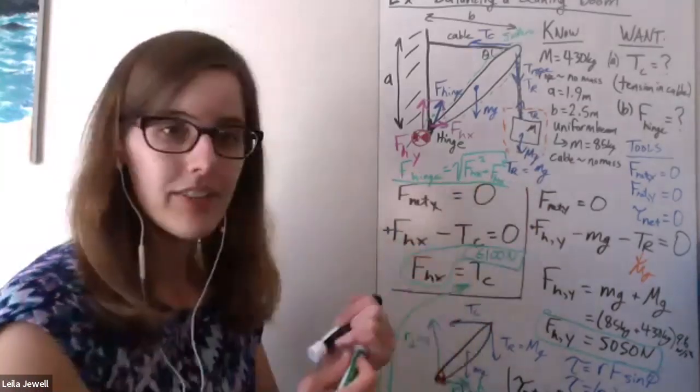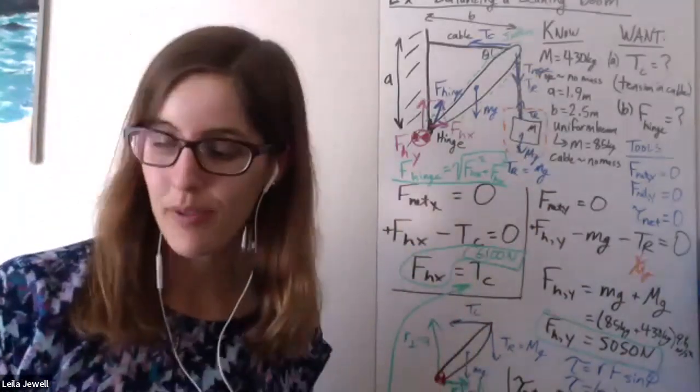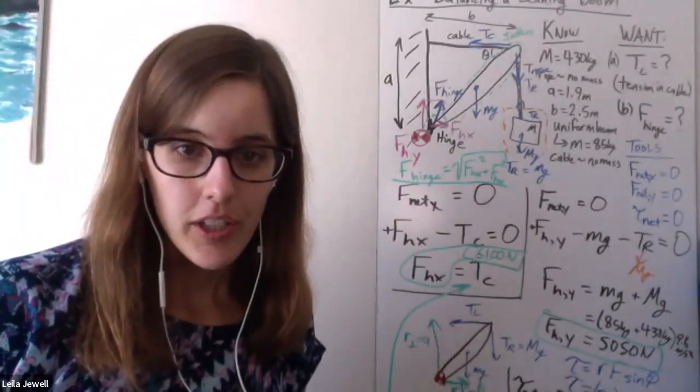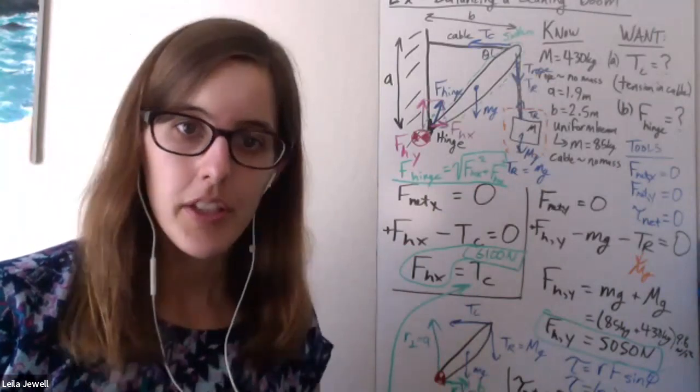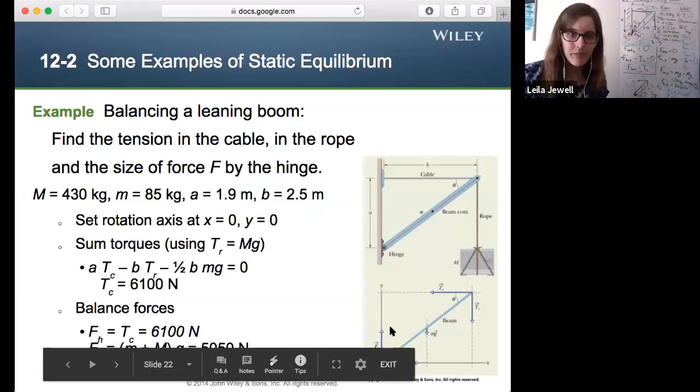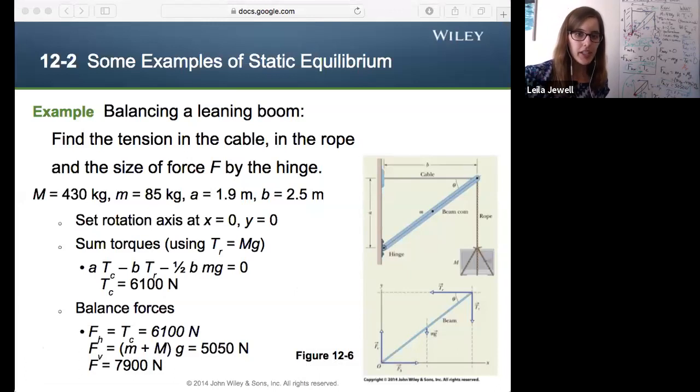But there we have it. That is our final step. And I'll go ahead and go back to sharing the main screen so we can see the nice, neat summary of the end results. All right, so here we have it, that when we indeed do set the rotation axis at the hinge, then we can sum the torques and find that TC is equal to 6,100 newtons.